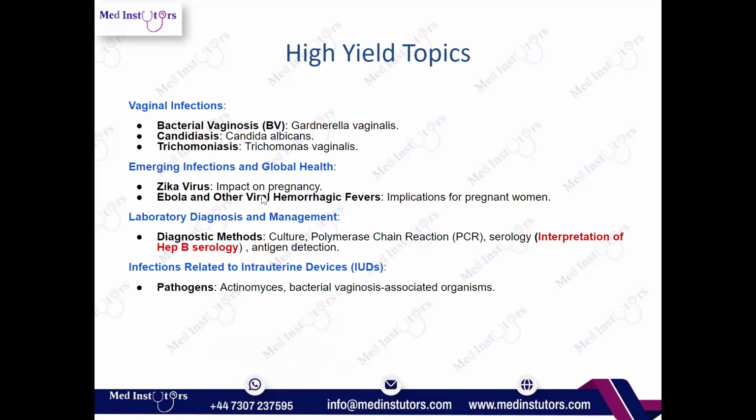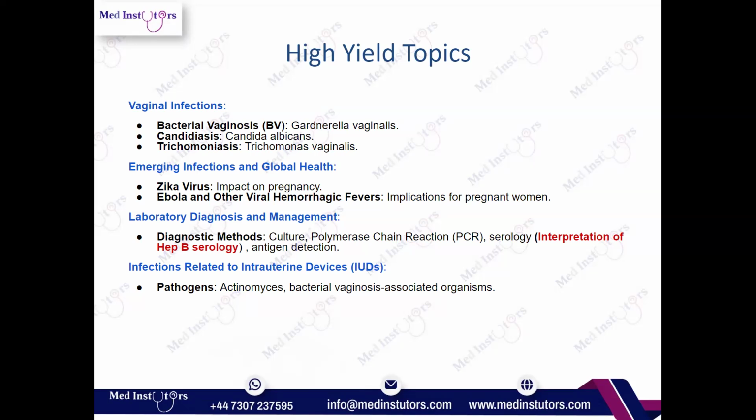Then we have Ebola and other viral hemorrhagic fevers and implications for pregnant women. Sometimes in the exam, they ask about percentages. Like if a mother has maybe rubella during pregnancy, what are the chances of the newborn having congenital rubella? So you might get some such type of questions. Then laboratory diagnosis and management.